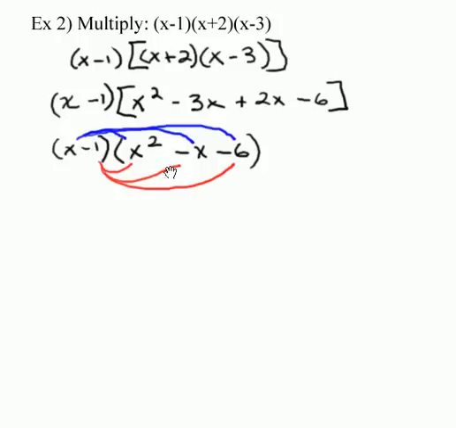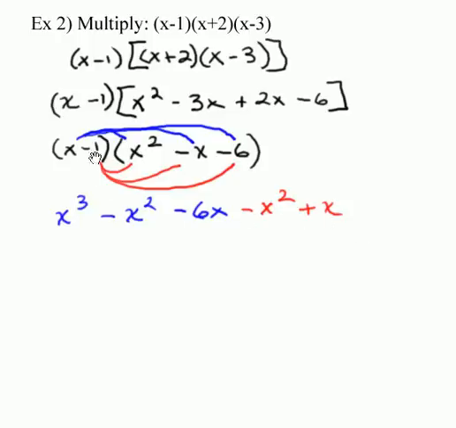x times negative x is negative x squared. x times negative 6 is negative 6x. And then we need to make sure that negative 1 gets multiplied by each term in the trinomial. So doing that, negative 1 times x squared is negative x squared. Negative 1 times negative x is positive x. Negative 1 times negative 6 is positive 6. And then all that's left is to find any like terms and combine them.